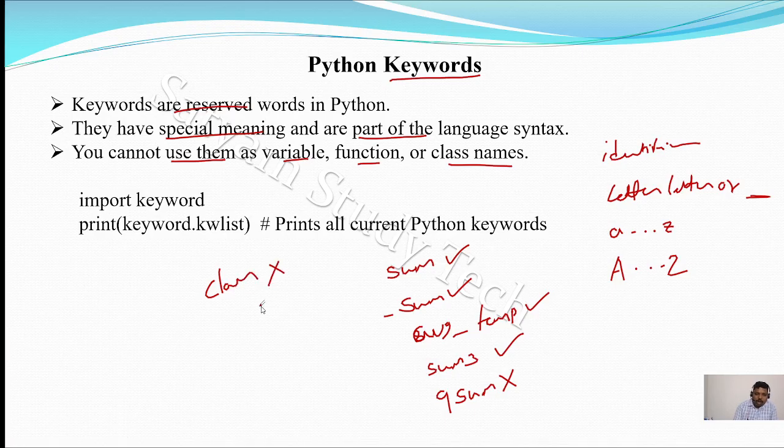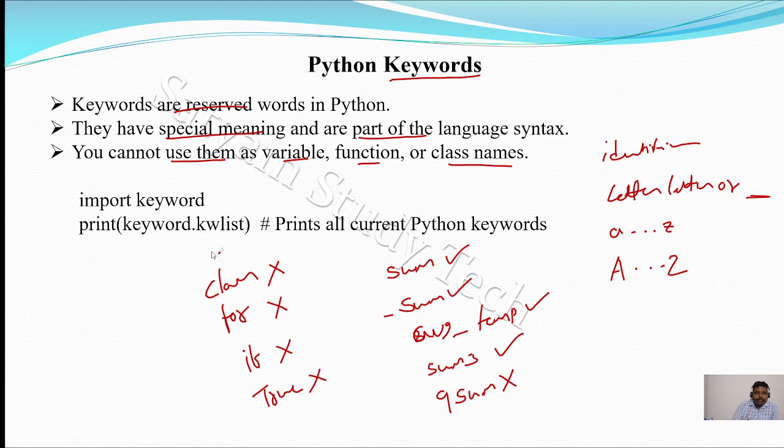is also not a valid identifier because class is a keyword, right? For example, for is also not a valid identifier because it is also a keyword, right? For example, if is also not a valid identifier because if is a keyword, right? For example, here True is also not a valid identifier, right?